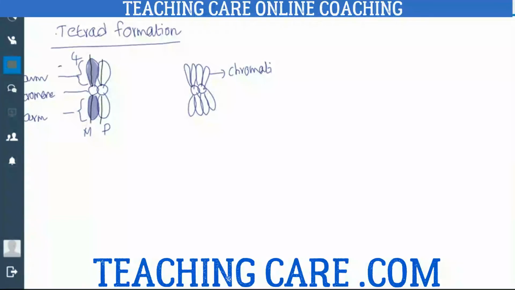This one is one chromatid, this one is one chromatid, this one is one chromatid, this one is one chromatid. How many did we get? 8 chromatids. So 4 are maternal and 4 are paternal. From here to here it is one chromatid.